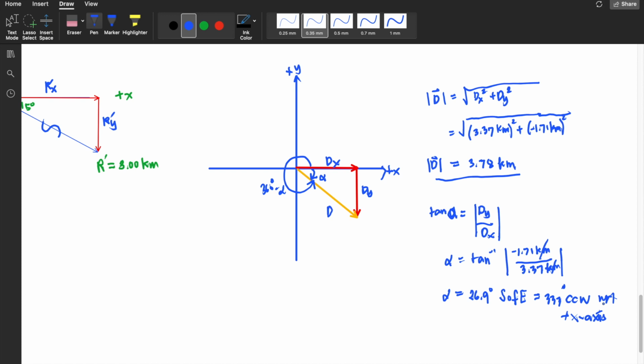So your final answer would look like this. Therefore, the d vector is simply equal to 3.78 kilometers, 26.9 degrees south of east. That would be its final answer.